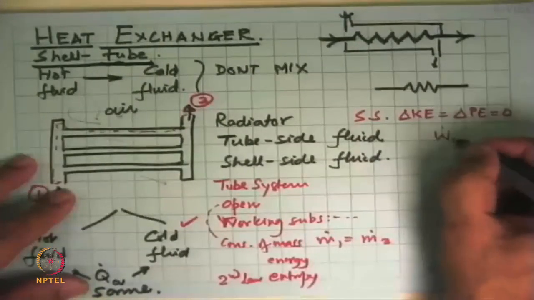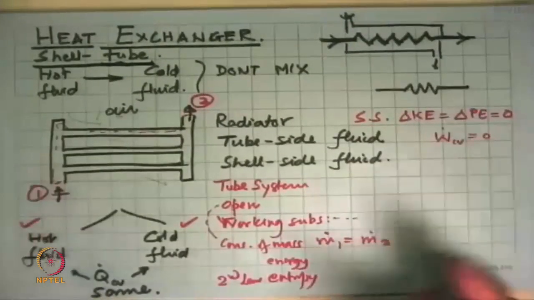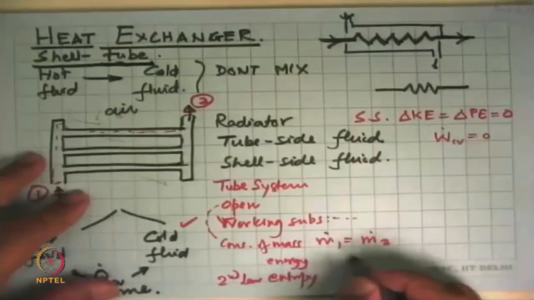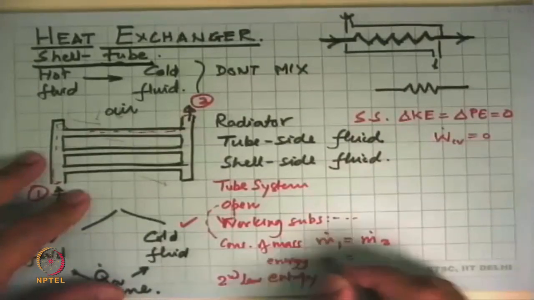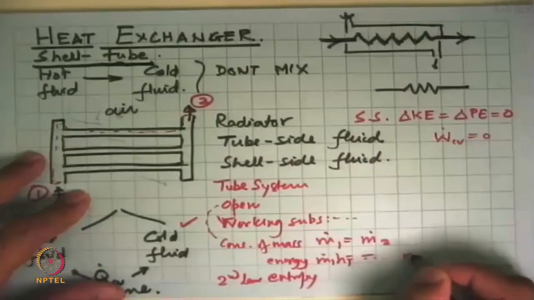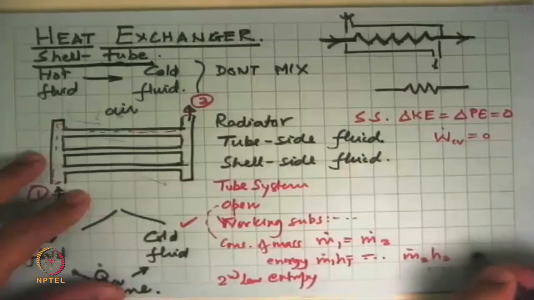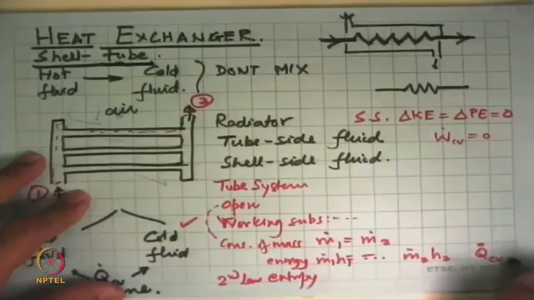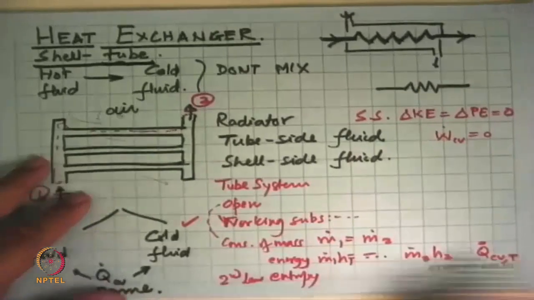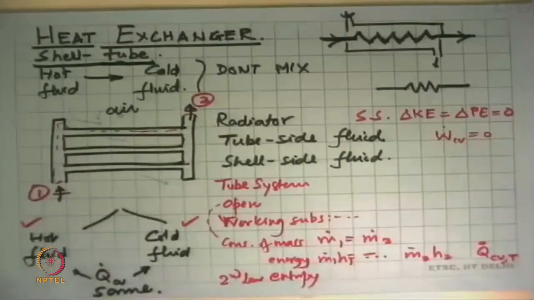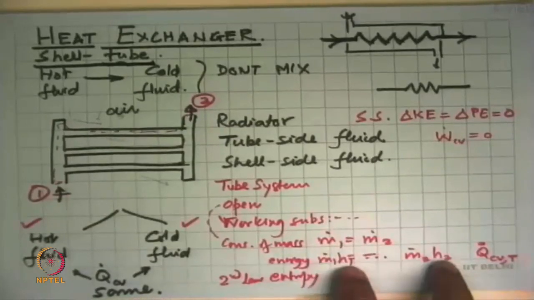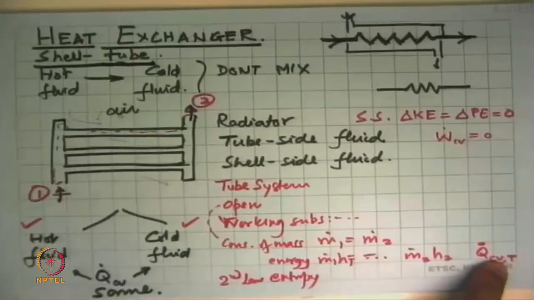So W dot CV is equal to 0. And so we get the first law equation as m dot 1 H1 is related to m dot 2 H2 and Q dot CV. In this case, we can say this is Q dot CV, tube side fluid. So everything is for the tube side. So this is one equation we have which tells us the relation between mass flow rate, inlet and outlet enthalpies, and the heat transfer rate.